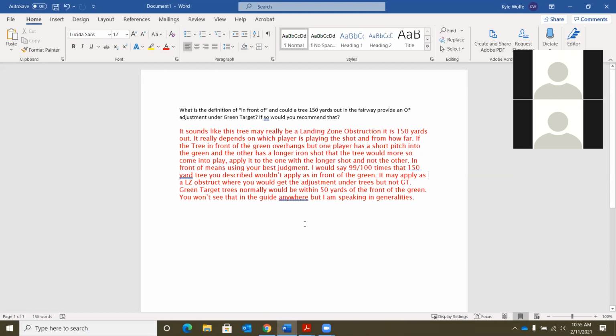Basically what they're saying is that 99 times out of 100, that 150-yard tree would not be applied as in front of the green, but would definitely be a landing zone obstruction. And then they say, generally speaking, in quote unquote generalities, green target trees normally would be within 50 yards of the front of the green. So hopefully they'll get that in the manual and update it, but that's the guidance that we'll use going forward in 2021.